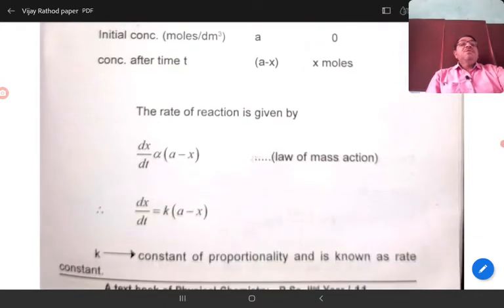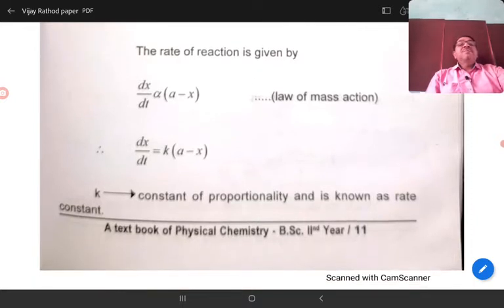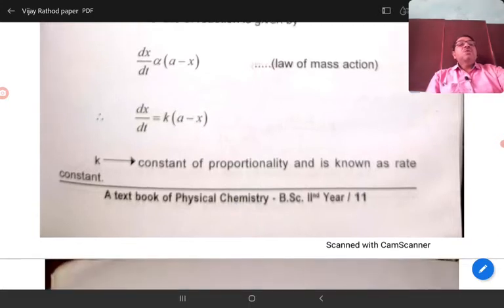By the definition of the law of mass action, we can write the rate of reaction is given by dx by dt, which is directly proportional to a minus x. When we remove the proportionality sign, we can rewrite it as dx by dt is equal to k into a minus x in the bracket. Here k is the proportionality constant, which is known as the rate constant.